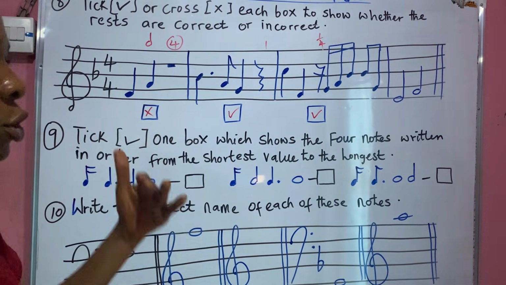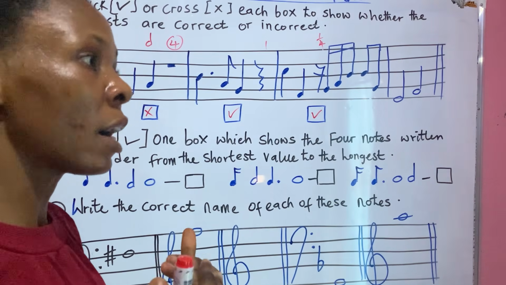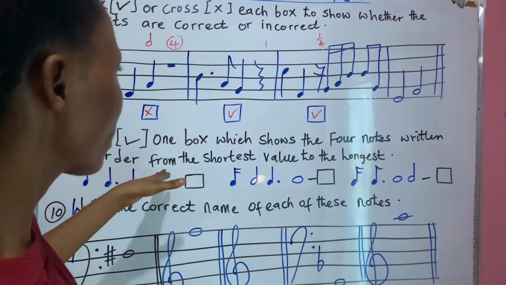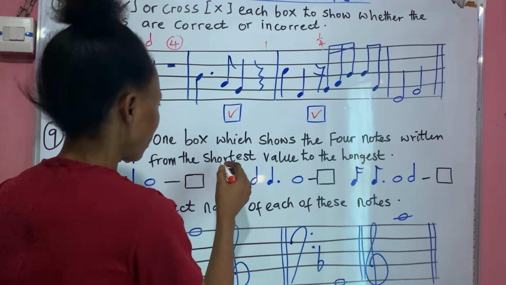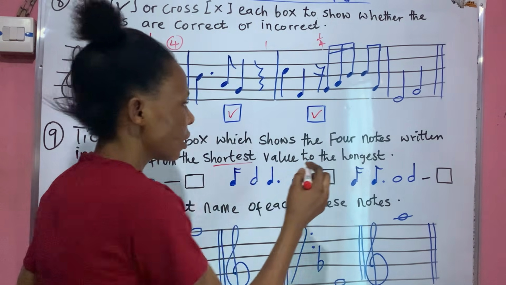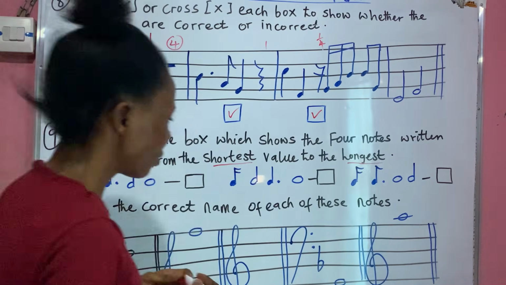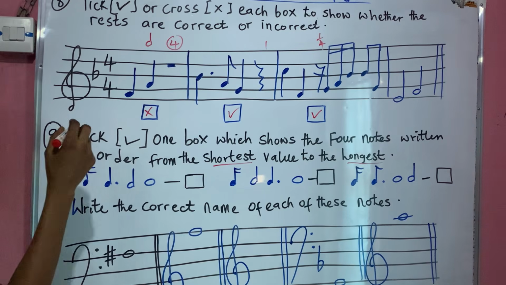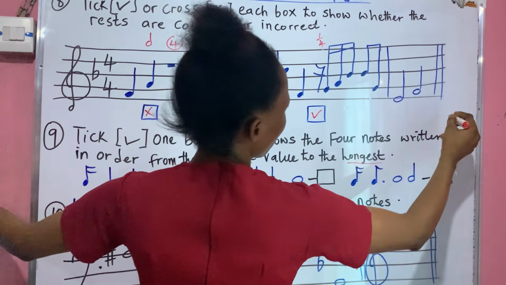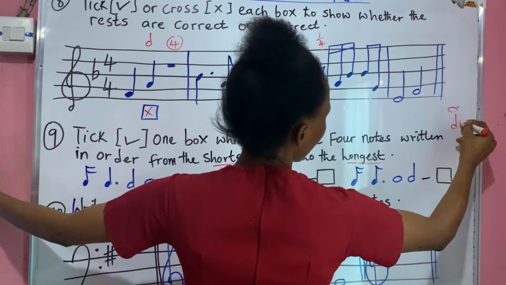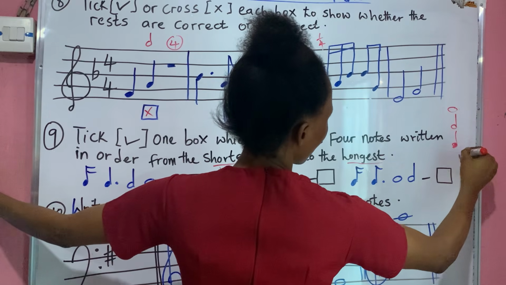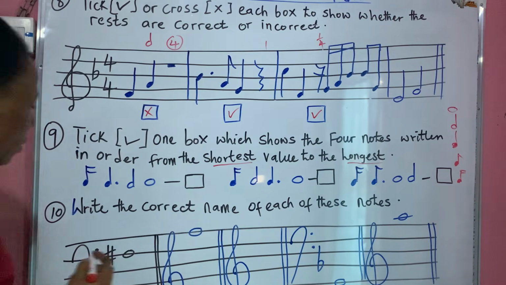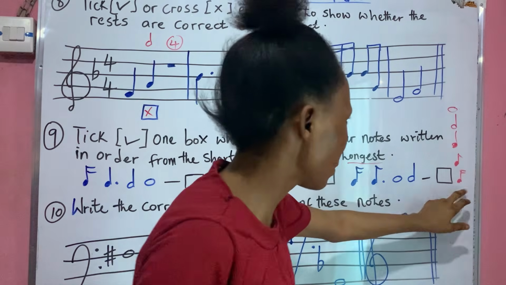Now this is exactly what you're asked here. So you have to tick to show if the notes are arranged in order, from the shortest, that's the lowest note, let me put it that way, to the longest, that's the highest note. Now let's see. This is the hierarchy. And the hierarchy, this is it. We have here crochet, we have quaver and semiquaver. Let's see which of these goes from down to up.